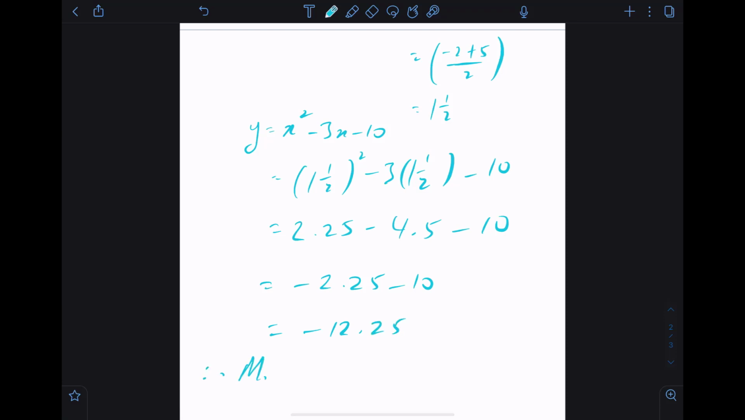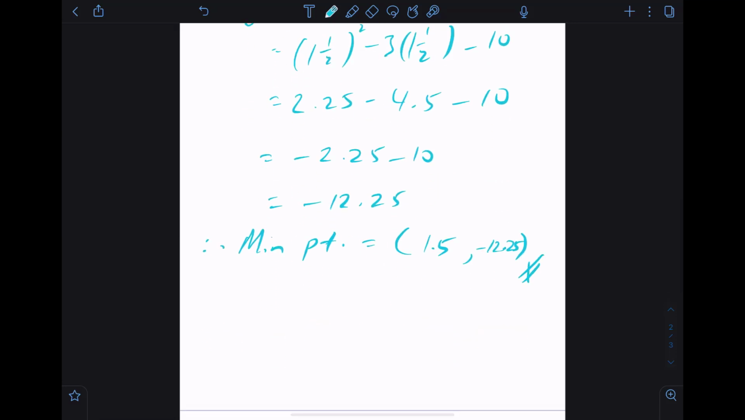So therefore, the minimum point will be the x coordinate, which is 1.5, and -12.25. So this is our final answer for this question.